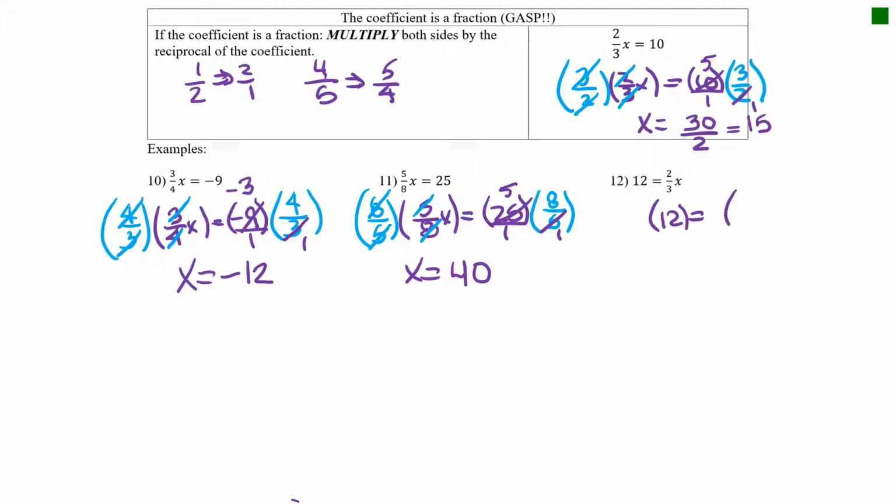I got 12 equals 2/3 x. Put the original problem in parentheses. And what am I going to multiply by? Start with the x's, do the reciprocal, 3 over 2, 3 over 2. Sometimes you work backwards. This side, cancel, cancel, cancel, cancel, leaves me with x. This is over 1. 2 goes into 2 once. 2 goes into 12 6 times. So my answer is 18.